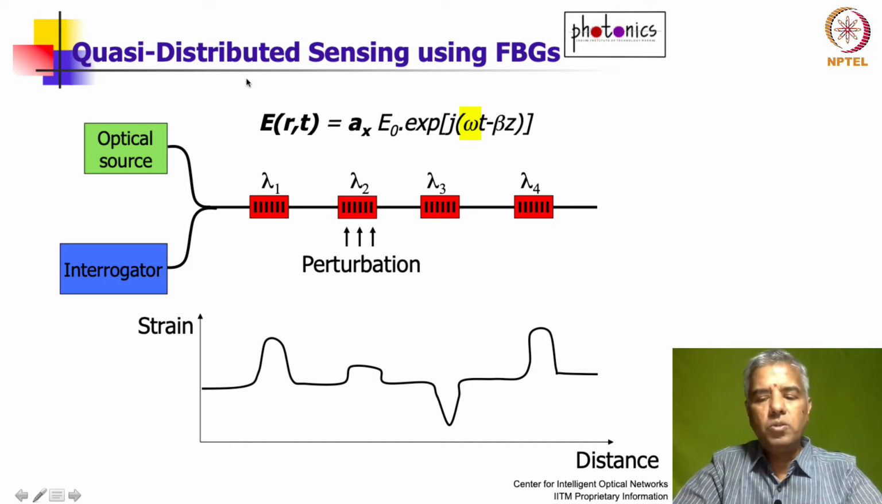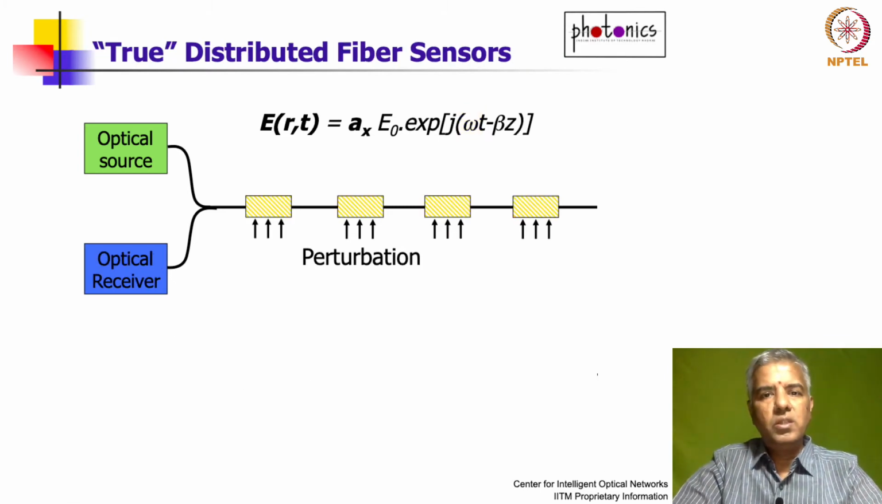Now, what would a true distributed sensor look like? Well, a true distributed sensor would look like this. You have an optical source, and you may want to send some light, and as it propagates down the fiber, it is going to send some Bragg scattered light all along the length of the fiber. So you should not have to predetermine where you are going to look.